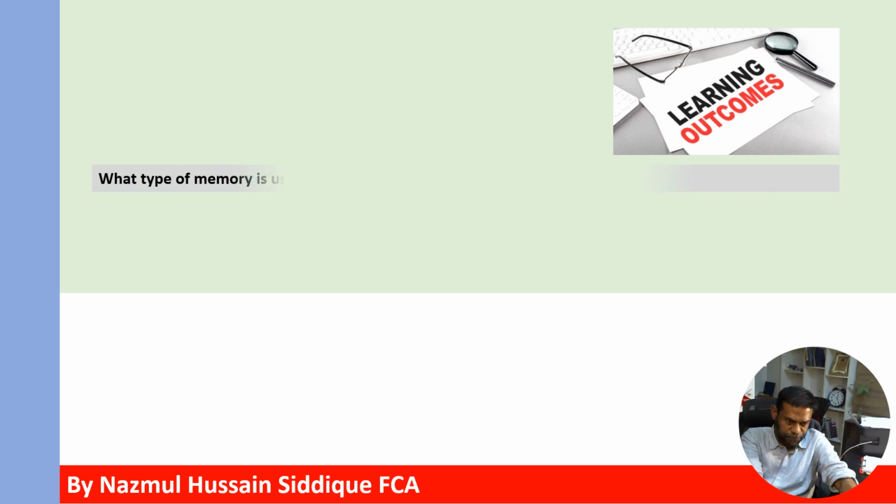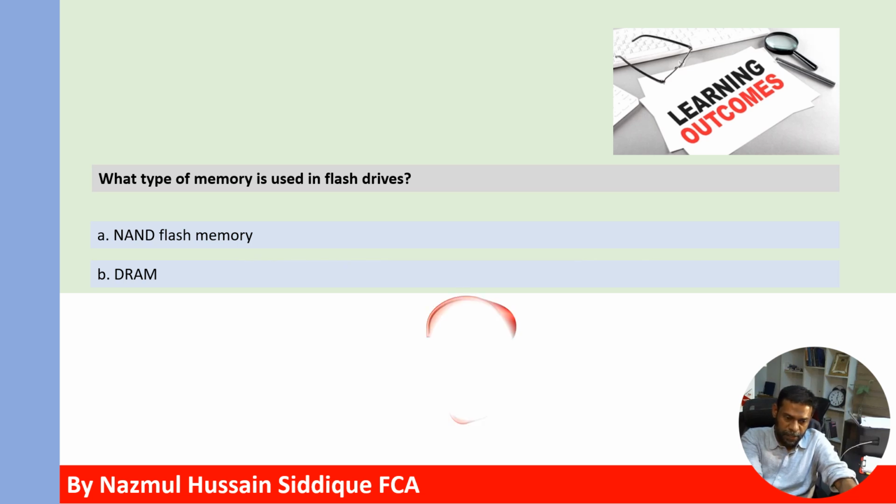Next question. What type of memory is used in flash drives? NAND flash memory or DRAM, dynamic random access memory. Which one is the correct answer? Correct answer is A. NAND flash memory is used in flash drives.